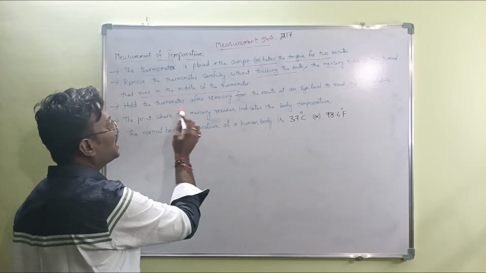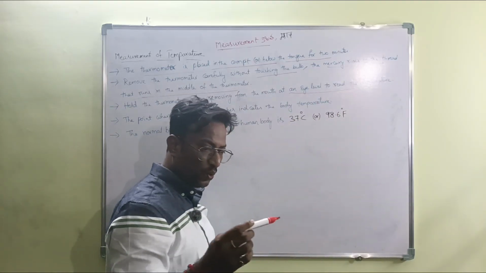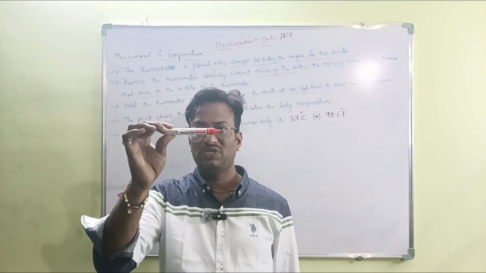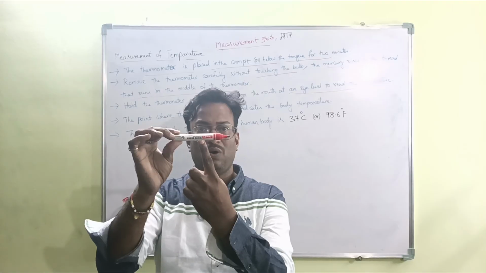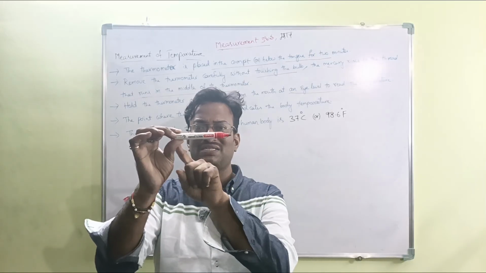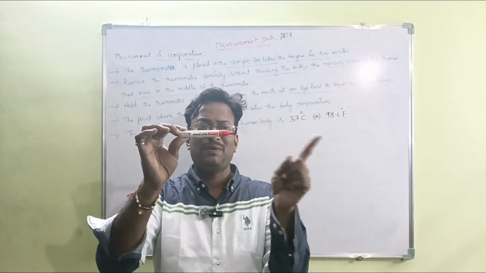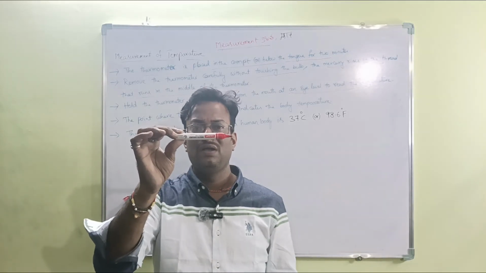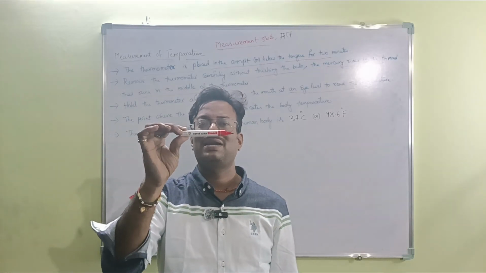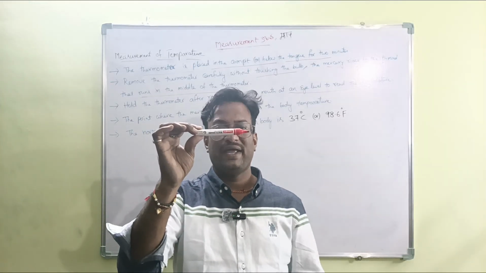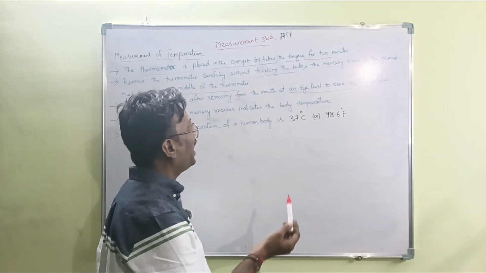Hold the thermometer after removing it from the mouth at eye level. How to hold the thermometer? You should hold the thermometer up to the eye level. The bulb will be on this side and the other side you should keep in the hand. The bulb was kept in the mouth of the patient, and while reading you should not tilt it like this or like this. You should hold it exactly in the middle, exactly at eye level.